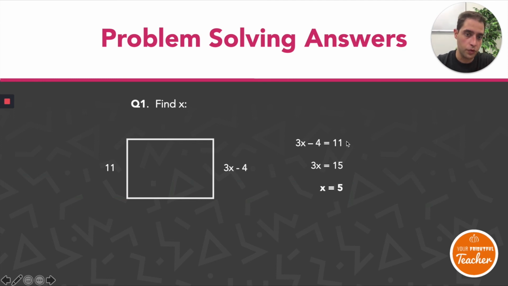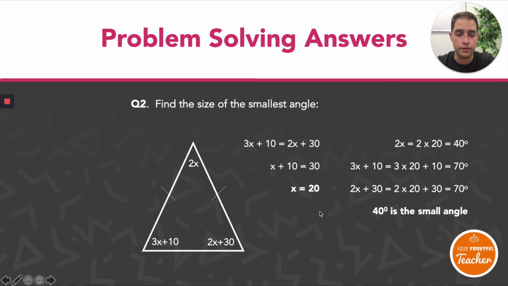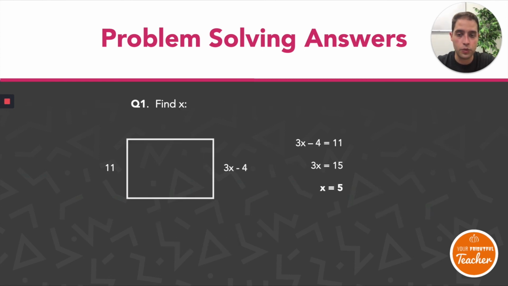So I plus 4, so I get 3x equals 15. And then I want to know what x is, so I divide 3x by 3, and I have to do the same here. So x equals 5. So I found what x was.